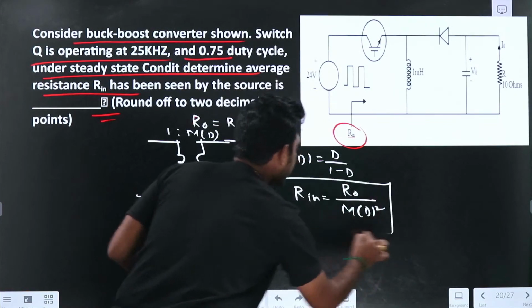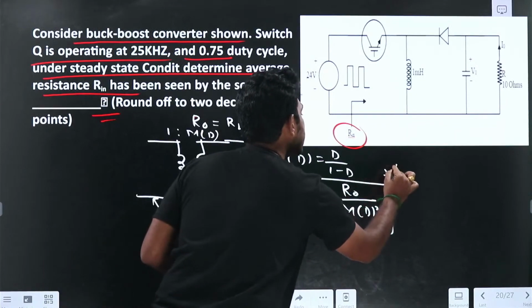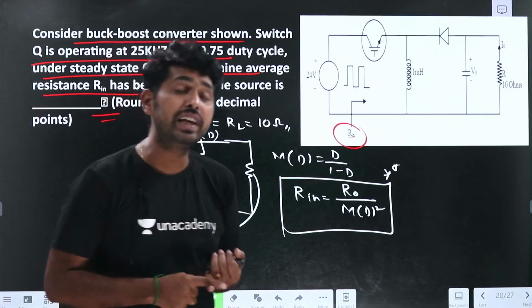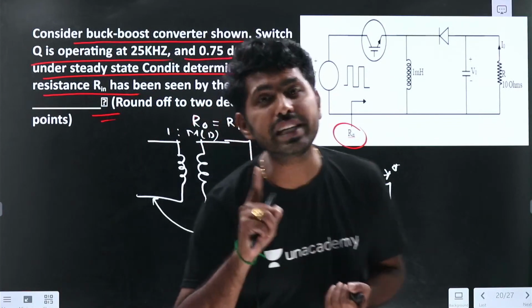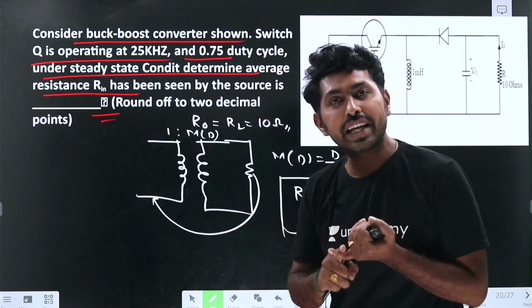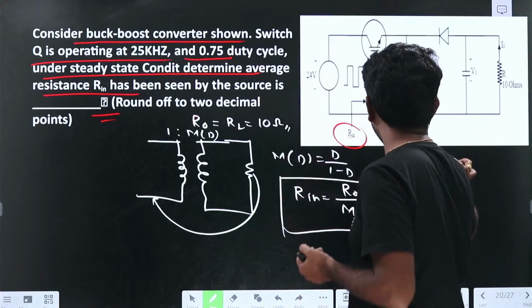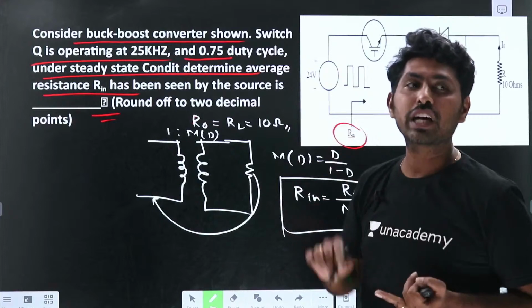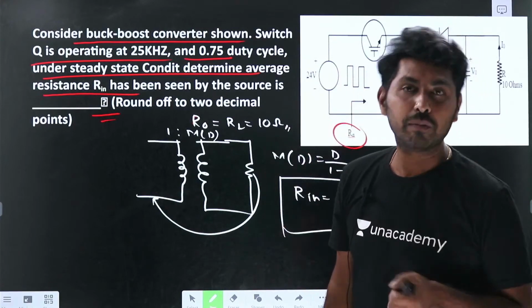Make it a shortcut for yourself: R naught divided by M of D whole square. What is M of D here? M of D is nothing but the voltage gain of the converter. It is D for the buck converter, 1 by 1 minus D for the boost converter, and D by 1 minus D for the buck boost converter.